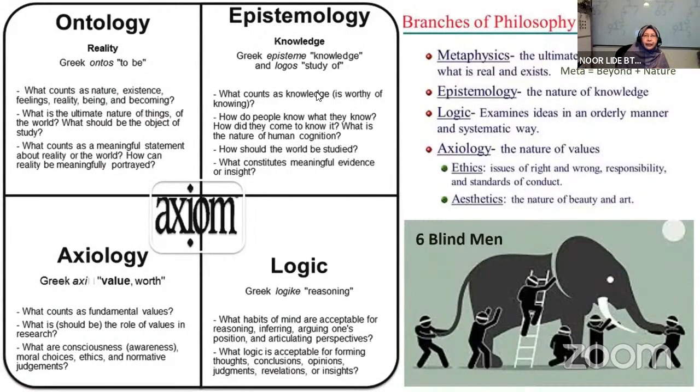Now, the next one is epistemology. Epistemology is the study of knowledge. So it talks about what kind of knowledge, how do we come to know about knowledge? How do we know what we know? All right. What counts as knowledge? So these are things that we talk about when we talk about epistemology.